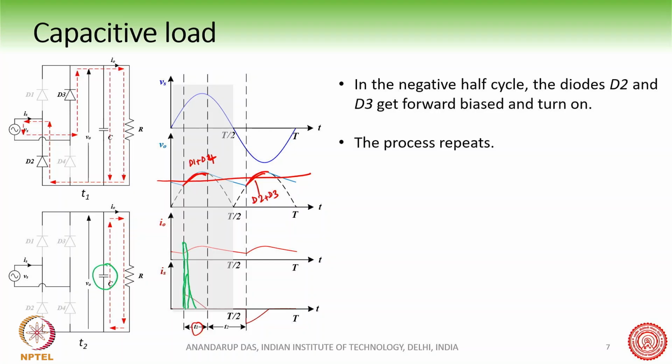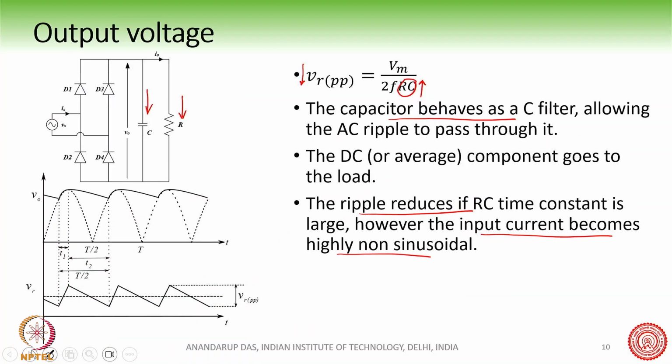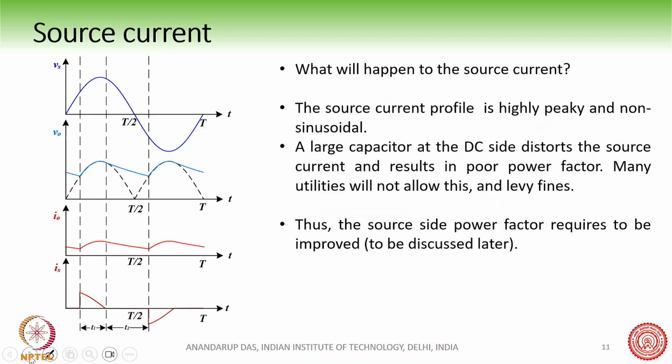This is a very big problem with such kind of rectifiers, because the input current is highly non-sinusoidal. So that is what I have said here. The input current is becoming highly non-sinusoidal. The source current waveform profile is highly peaky and non-sinusoidal. So this is the source current waveform, which becomes very, very peaky. So a large capacitor at the DC side distorts the source current and results in poor power factor, and many utilities will not allow this.